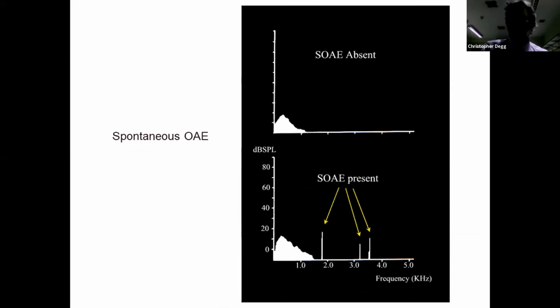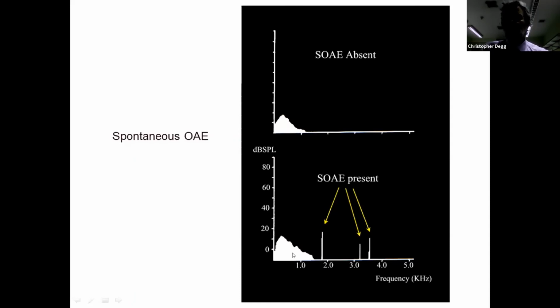And then the third type of an emission is called a spontaneous. With this one, we pop a microphone into the ear, and we either just listen to what it can pick up, or we stimulate the cochlea with a click, and then we listen for a long time after. And what this is doing is just looking to see if any of those hair cells are resonating.